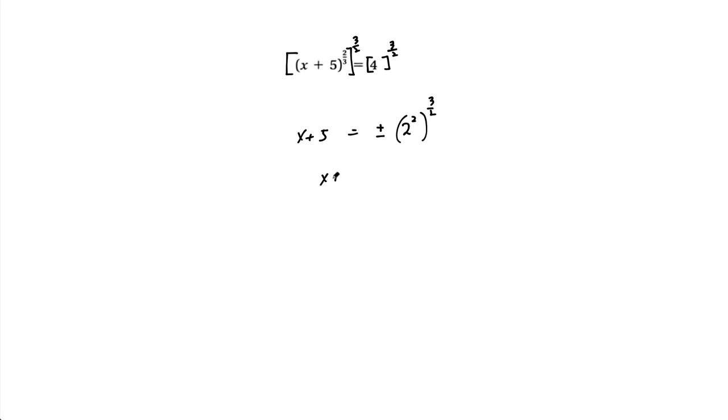So you get x plus 5 is equal to plus or minus 2 to the power of 3 over 2, which is going to be 2 to the power of 3. So that's 8. Okay, so you have 8 and minus 8. And we're going to subtract both sides by 5. So it's that and that. So this, or 13.